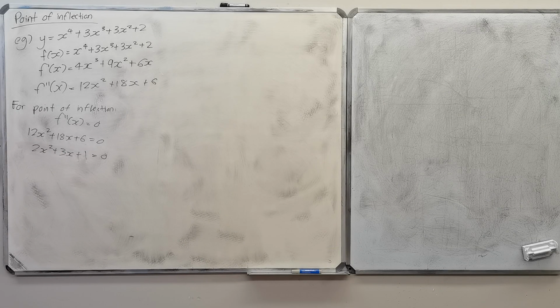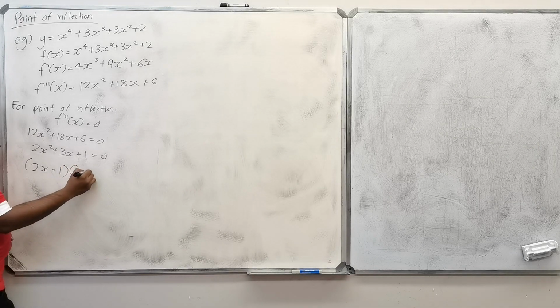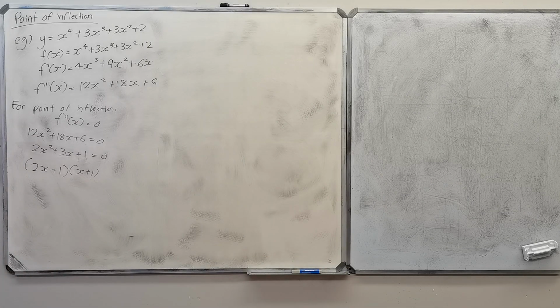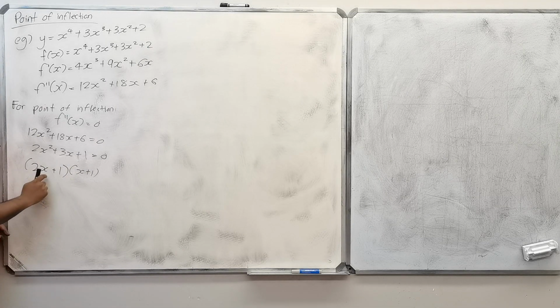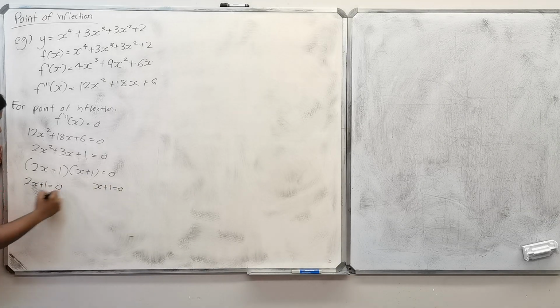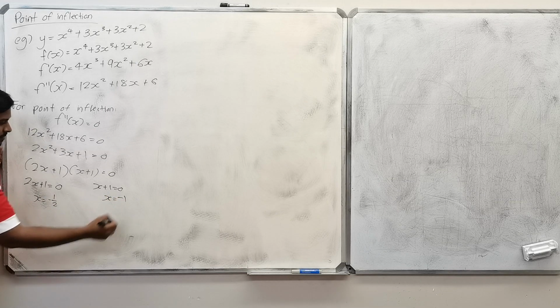So it's going to be 2x plus 1 into x plus 1. So 2x is equal to minus half, x is equal to minus half, or x is equal to minus 1. That's fine, I'm just checking. 2x plus 1 equals 0, x is equal to minus half.